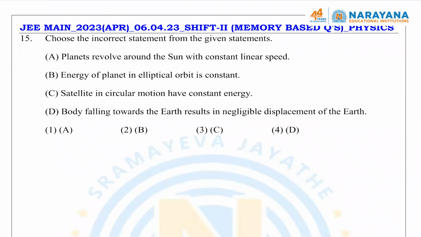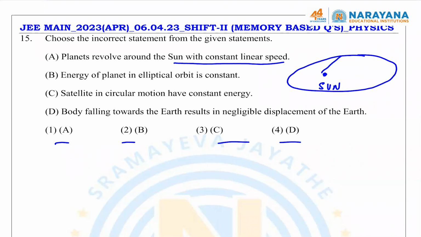Question number 15. You want to find the incorrect statement. Okay, so only one of them is incorrect. So let's find the incorrect. Planets revolve around sun with constant linear speed. No. Planets revolve around the sun in elliptical orbits. And since their distance from the sun is changing, their gravitational potential energy is changing, and therefore kinetic energy is also changing. In fact, we know that when they are closing in, they are moving fast, and when they are away from the sun, they are moving slow. So this is wrong.